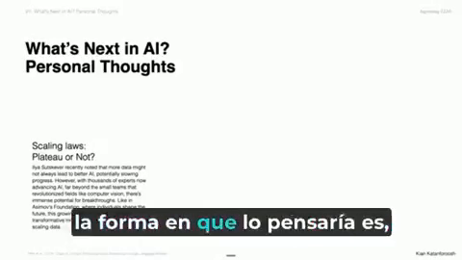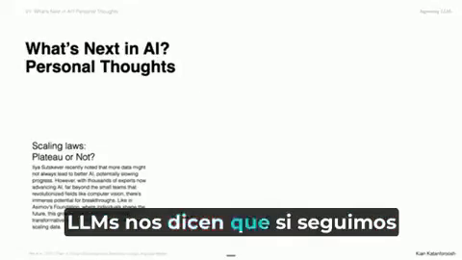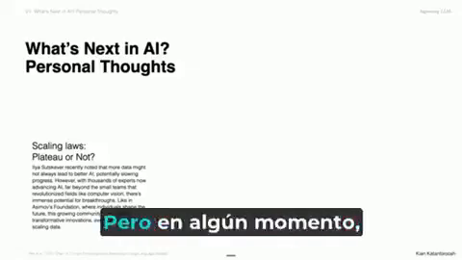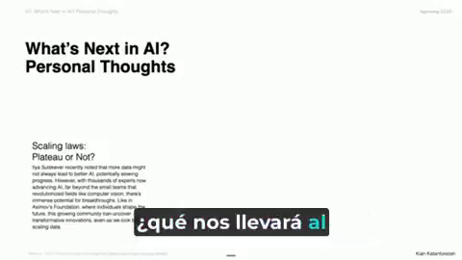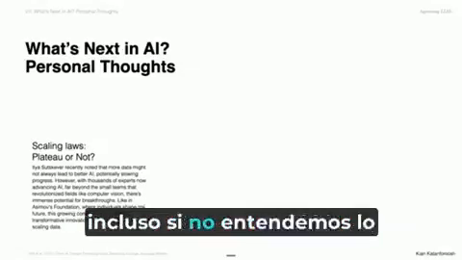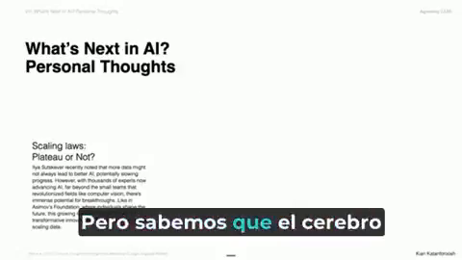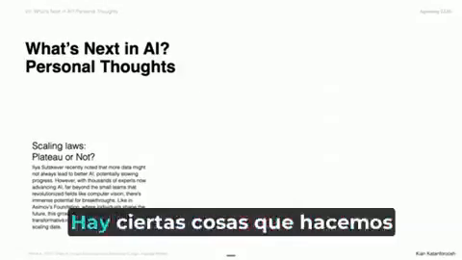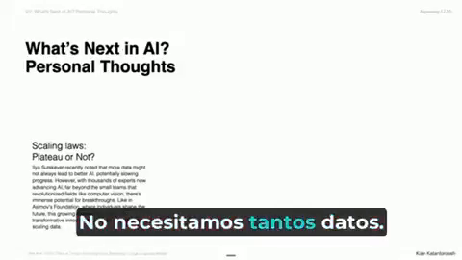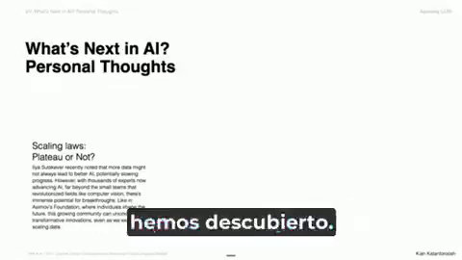The way I would think about it is, the LLM scaling laws tell us that if we continue to improve compute and energy, then LLMs should continue to improve. But at some point, it's going to plateau. So what's going to take us to the next step? It's probably architecture search. Still a lot of LLMs, even if we don't understand what's under the hood, are probably transformer-based today. But we know that the human brain does not operate the same way. There's just certain things that we do that are much more efficient, much faster. We don't need as much data. So theoretically, we have so much to learn in terms of architecture search that we haven't figured out.